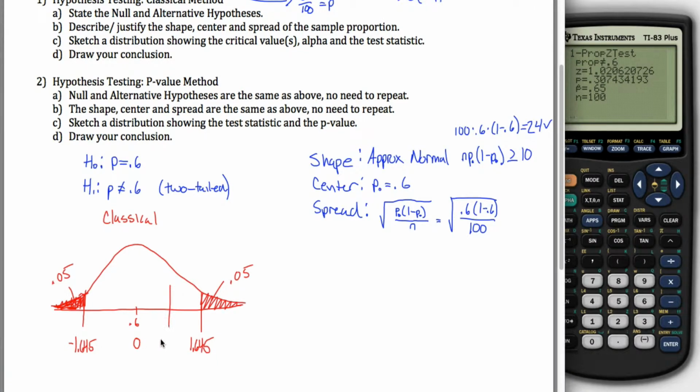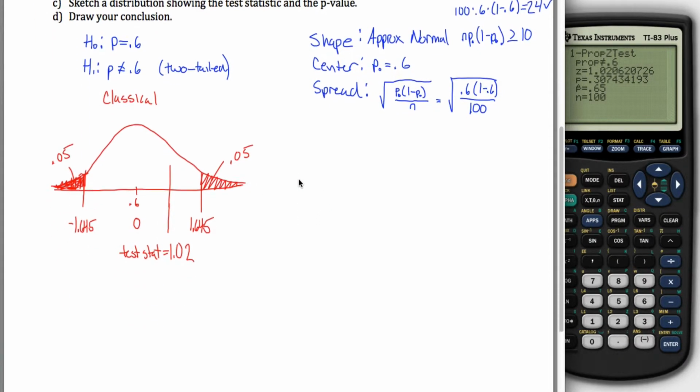Somewhere over here, 1.02. Right, it's less than 1.645. My test statistic, let me write that a little bit better, test statistic equals, what was it, 1.02? My test statistic is not in the rejection region.